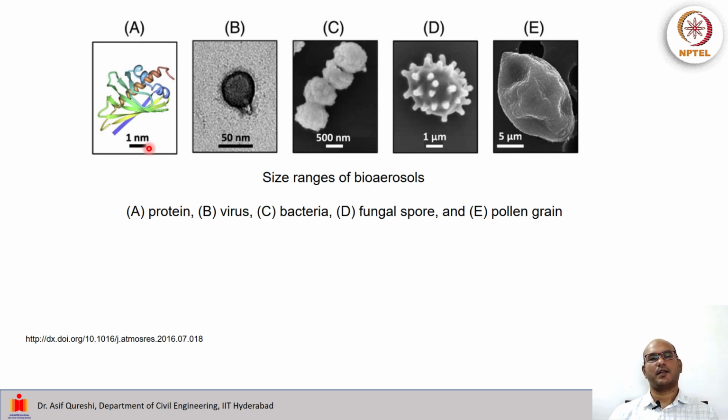A protein can be around 1 nanometer size range. A virus can be around 50 nanometer size range. A bacteria is around 500 nanometers here. A fungal spore around 1 micrometer. So this is a fungal spore. And then a pollen grain could be around 5 micrometers.